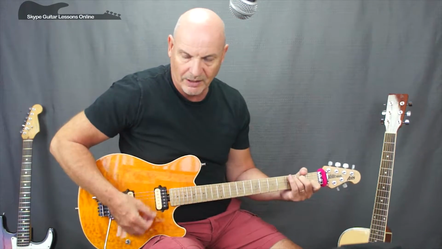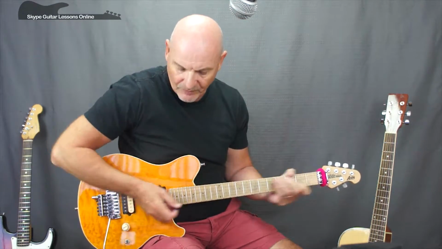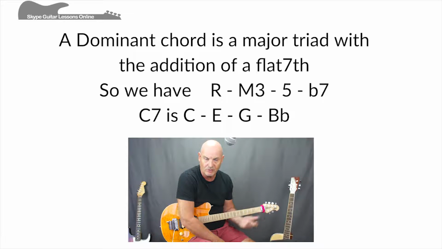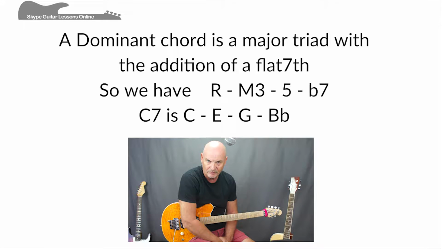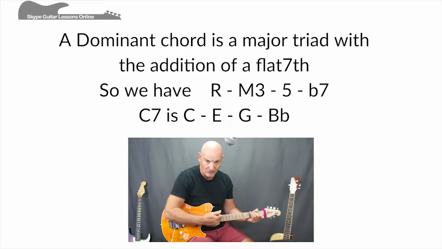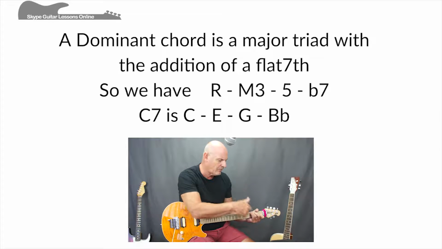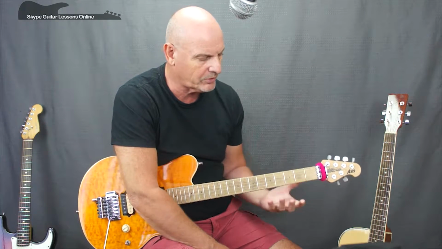So we're going to start off with the C. So we've got a C chord. What is a dominant chord, in the sense of how do we play that? Well, a dominant chord is a major chord with the addition of a flat 7th note. When we play these chords, we're going to revert back to a lot of the open chord shapes we know, but if you always understand that it's a major chord with an additional flat 7th note, you'll be able to figure it out for yourself.